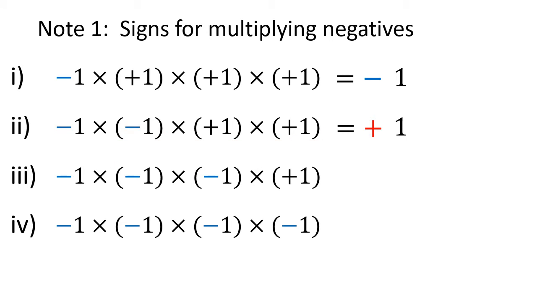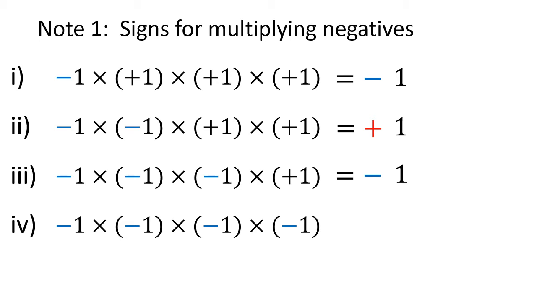The third question is -1 times -1 times -1 times +1. Let's find the signs first. -1 times -1 is negative times negative, which is positive. And -1 times +1 is negative times positive, which is negative. Now positive times negative is negative, so the answer will have the sign negative, and the amount is 1 times 1 times 1 times 1, which is 1. So the answer is -1.